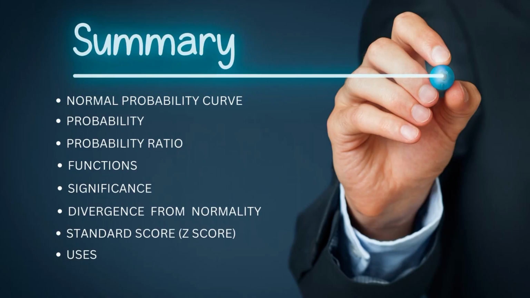So, this is all that we discussed in the present session. In the previous session, which was the first session on normal probability curve, we discussed the meaning, the reference of probability, the formula of probability ratio and the relevance of probability prediction. We also discussed the normal probability curve. We discussed how this distribution is useful, what are the functions of normal probability curve, and in the present session, we discussed the significance of normal probability curve.